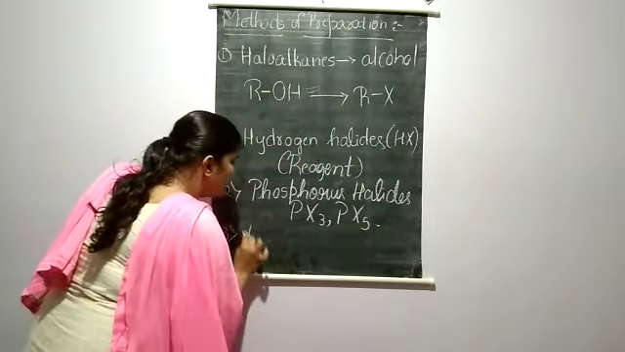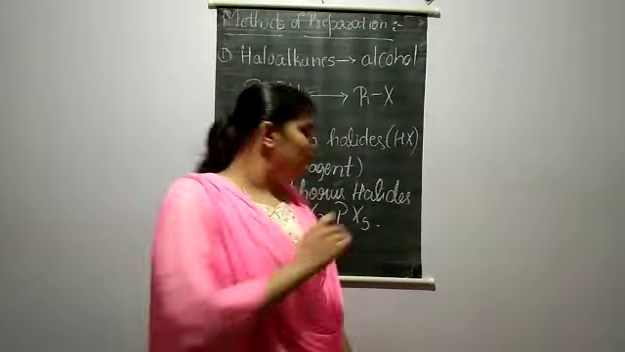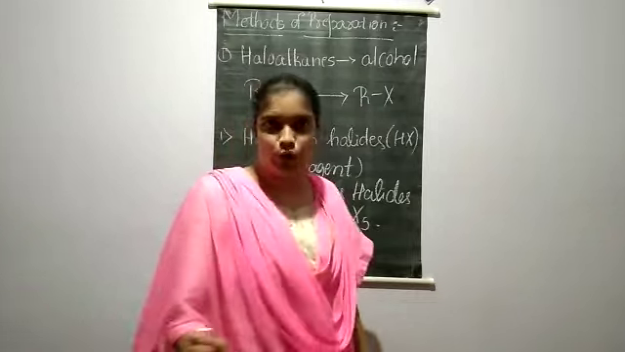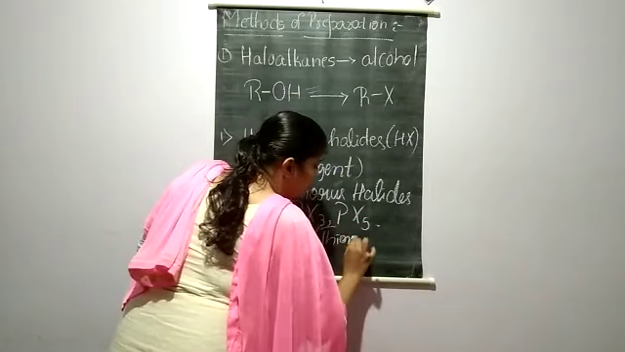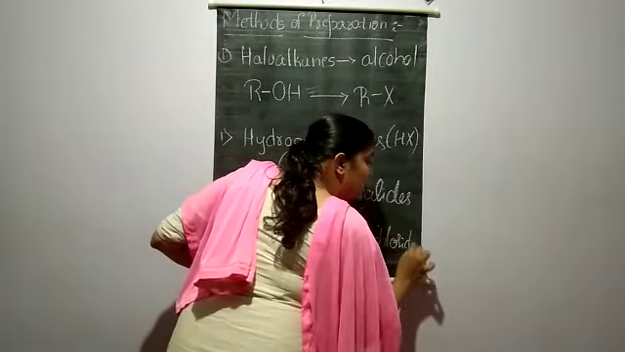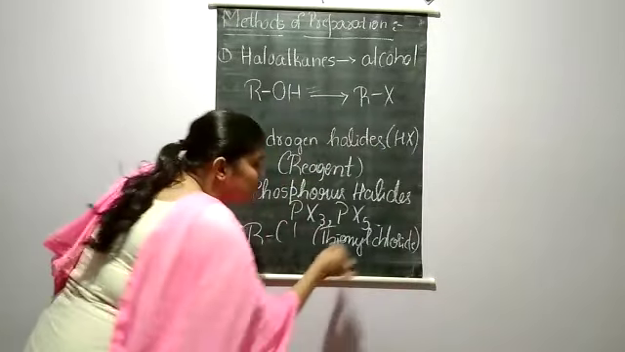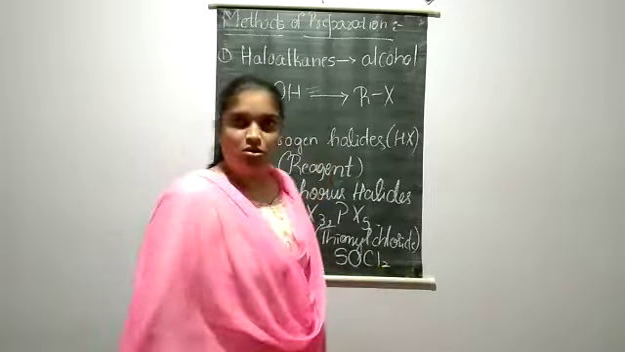Okay. Now the third one is something special, students. Here I can only prepare alkyl chloride. This is a special case where we are preparing only alkyl chloride using something known as thionyl chloride. Here we'll be using thionyl chloride only to prepare alkyl chloride. So the formula for thionyl chloride is SOCl2.